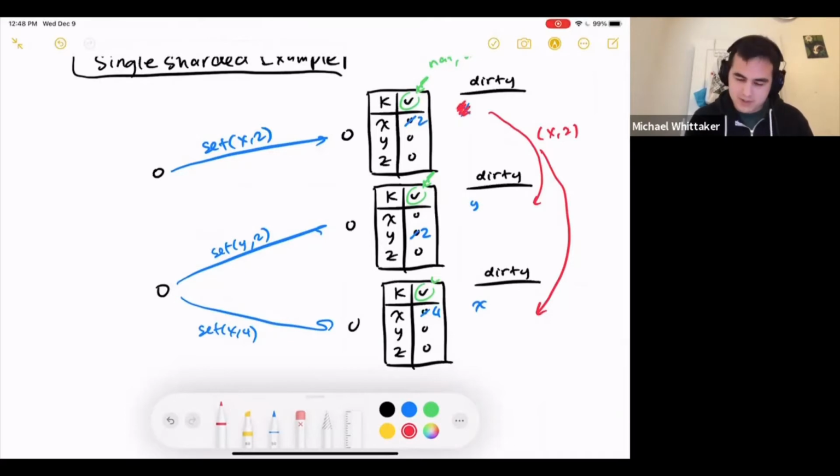And when these 2 other replicas get this, they're going to merge it in. So the second replica will replace 0 with 2, because 2 is the max of 0 and 2. And the third guy will replace 4 with 4, because 4 is the max of 2 and 4.